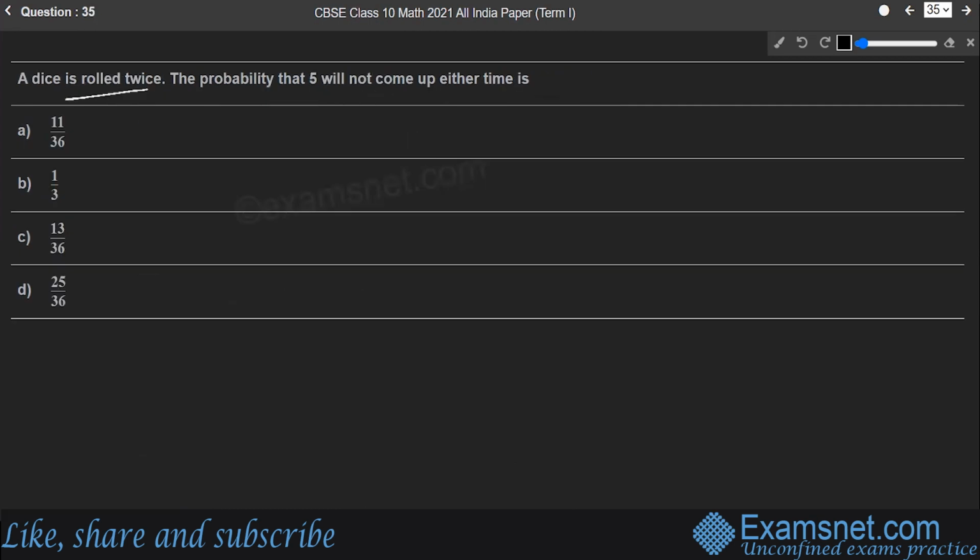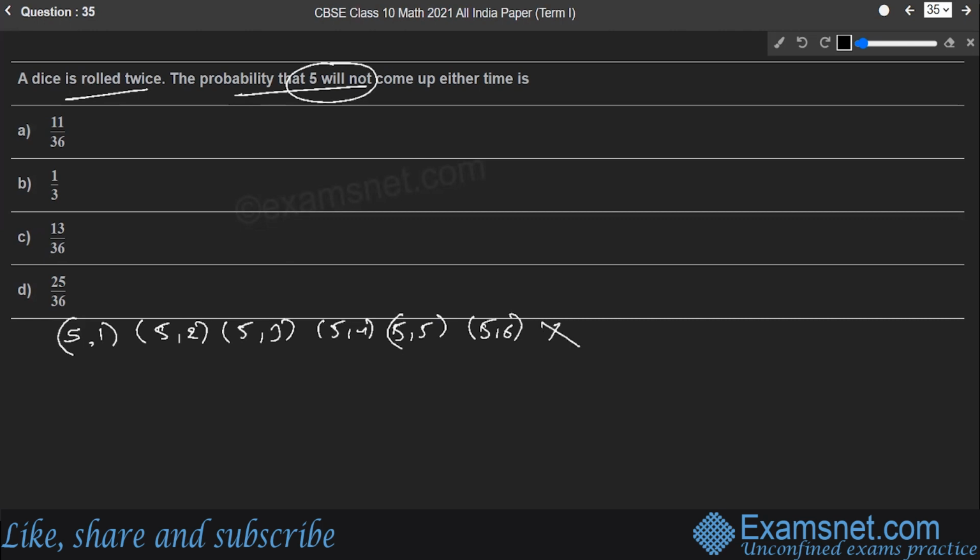Now a dice is rolled twice. The probability that a 5 will not come up either time is the question. So we are supposed to find all those cases which do not have 5, which are our favorable cases. So what all cases are there? All the cases which have 5 in the first dice are 5-1, 5-2, 5-3, 5-4, 5-5, and 5-6. These are the cases which you don't want. A few more cases that we don't want: from the line of 1-1 to 1-6, there falls a 1-5, which I don't want.